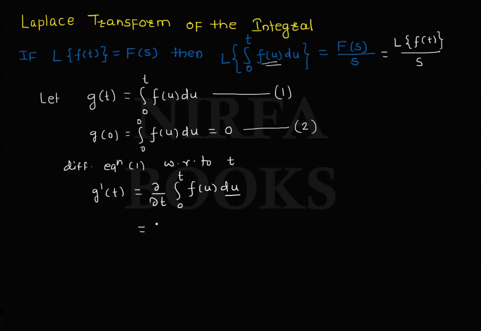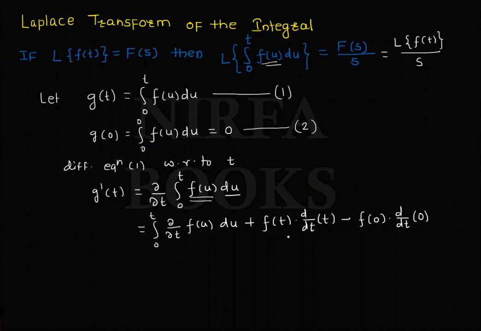How can we write this? You keep this integral as it is, from 0 to t, take the operator dou by dou t inside the integral sign, f(u) du. The next term is plus, you write this integrand putting the upper limit in place of u, that is f(t), and then take the derivative of that upper limit with respect to t. Minus, again you write this function by putting u equal to the lower limit. So I can write this as f(0) into d by dt of that lower limit, that is 0. This is the rule of differentiation under the integral sign.